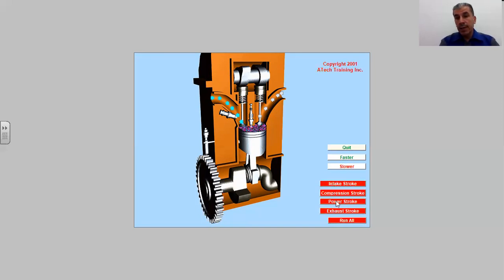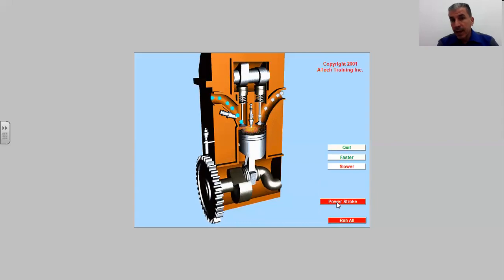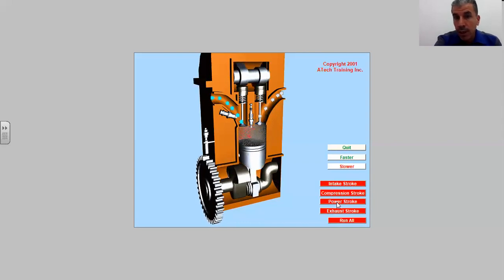Let's check the power stroke. In the power stroke, the spark plug will give a spark. When it gives a spark, it will make combustion. When the combustion is obtained, the piston will move by the power of combustion. It will move down. See, the spark plug gives a spark. The fuel mixture will burn. When it's burned, it will expand the gases. This power will move the piston downward.